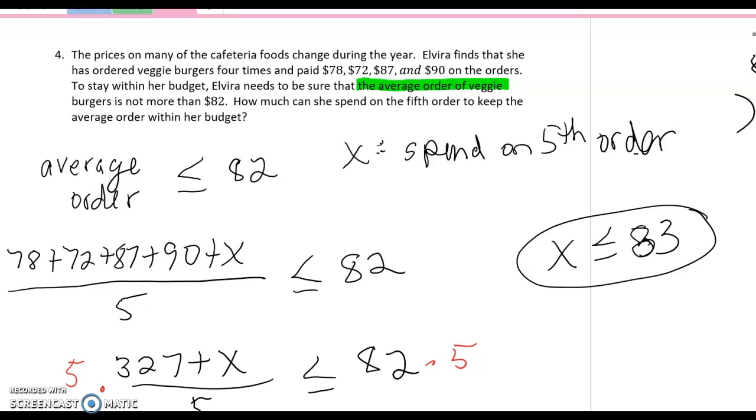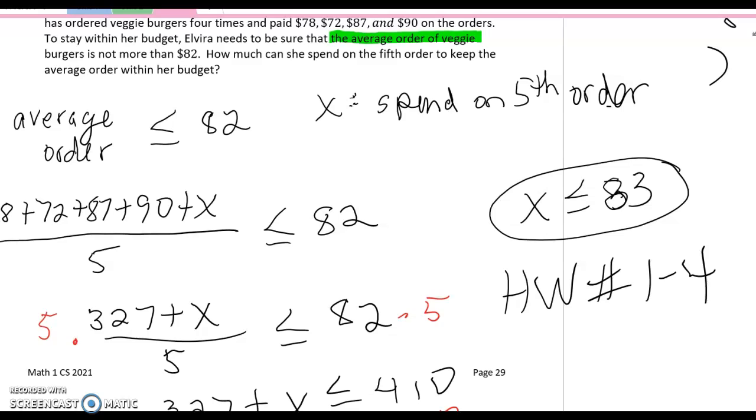All right, please do the assigned problems that are on Canvas. That would be the 3-5 homework problems 1 through 4 only.